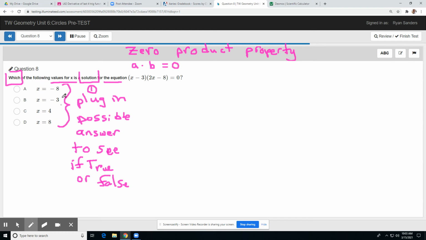So when you plug these numbers in, when you're checking your work, or as a last resort, just plugging them in to see if you get that true statement, it's going to make one of these equal to 0 and then zero out the whole problem. For the zero product property, we would say each factor, the x minus 3 factor, equals 0, or the 2x minus 8 factor equals 0. If this one equals 0, we get the 0 answer. If the second one equals 0, we get the 0 answer.